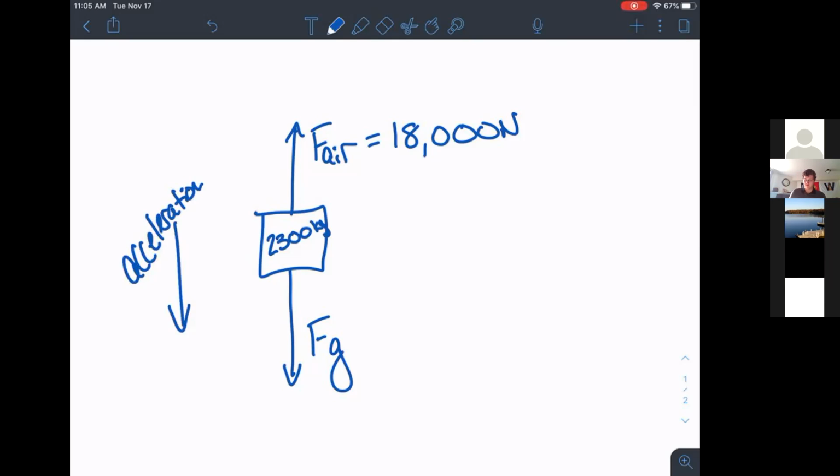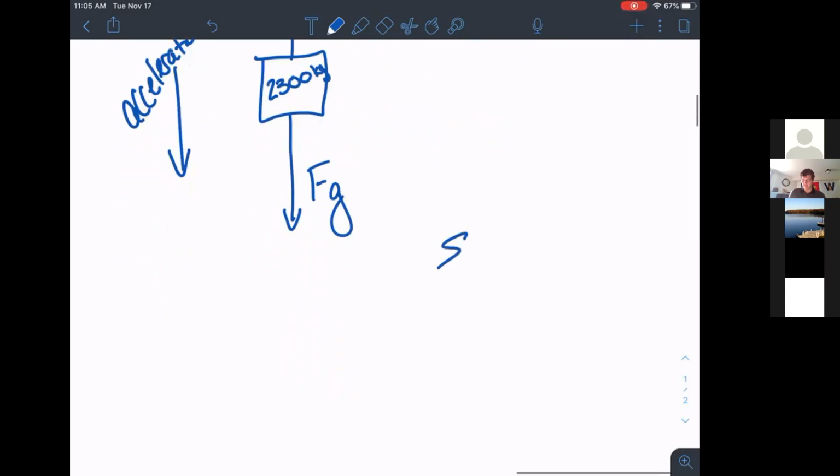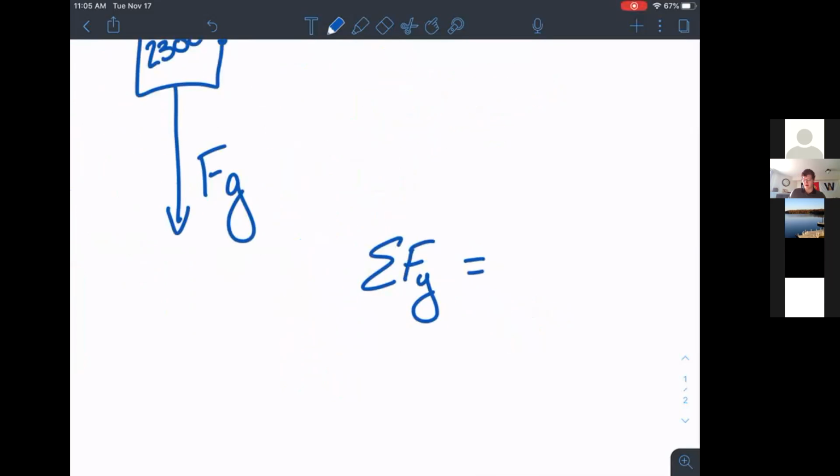So when we add our forces together, these are only in the y direction. So we're going to sum up our forces in the y direction. And we have air resistance going up and gravity going down. You can choose which direction you want to be counting as positive and negative. I'm going to say that going up is positive, so air resistance minus my force of gravity, saying that my gravity is a negative value, or going down.